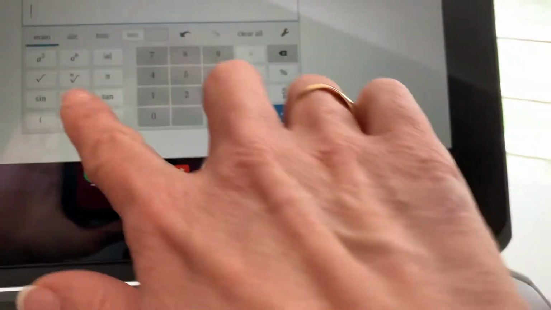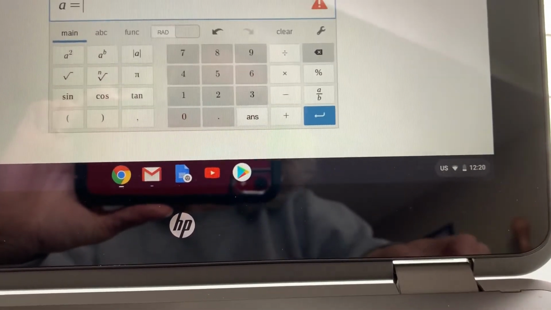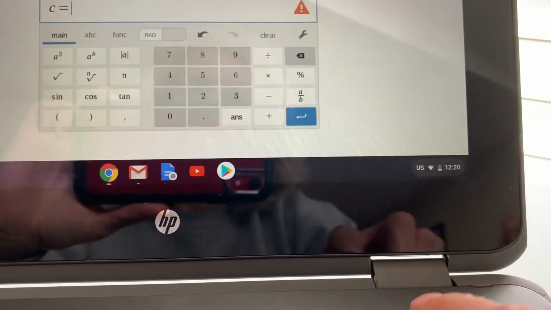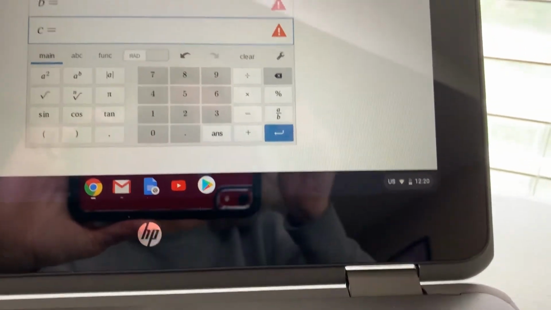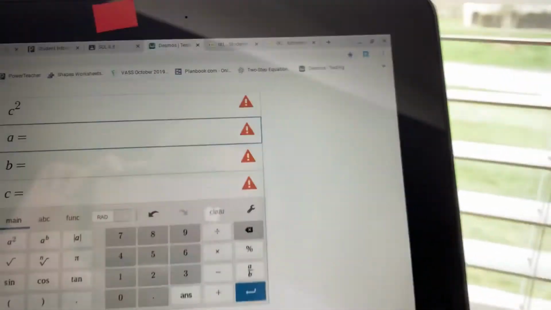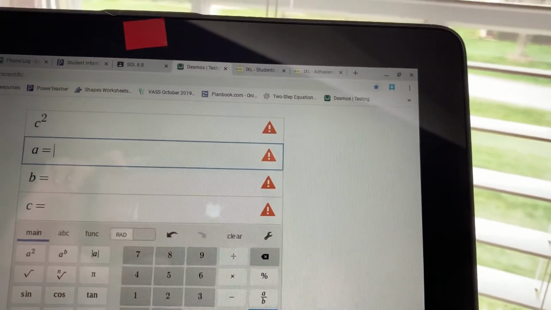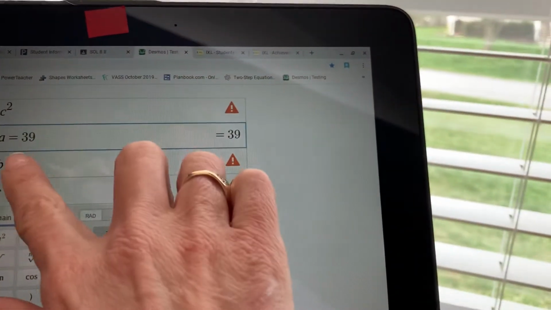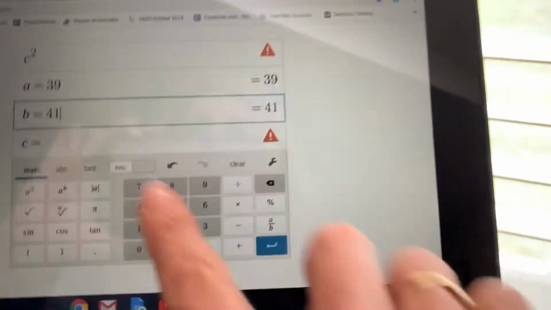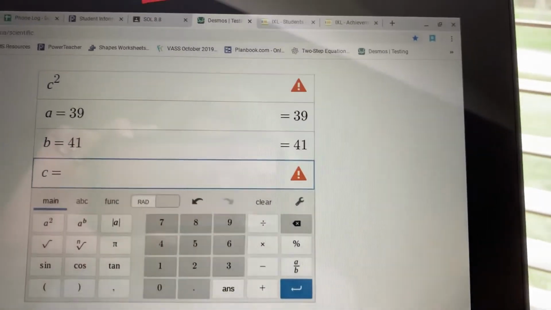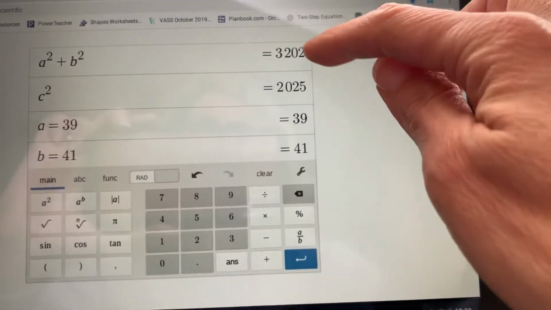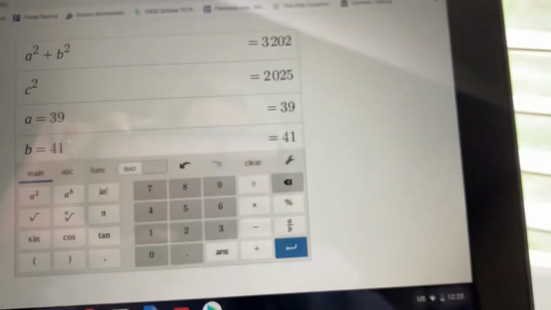Then we're going to type in a equals, b equals, and c equals. Okay? All right, so here we go. Let's type in what a, b, and c are. A is, for the first one, 39. B is 41. And C is 45. All right, so now I've got to scroll back up. And if you notice, these two numbers are not the same, so that can't be an answer.